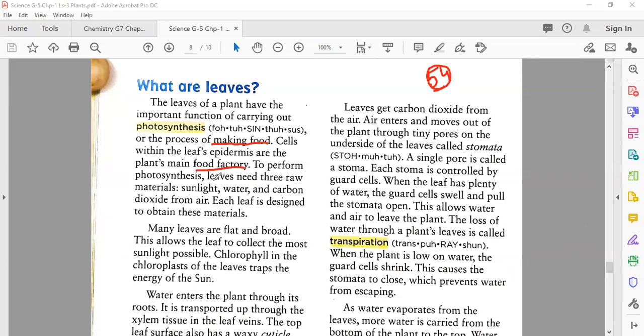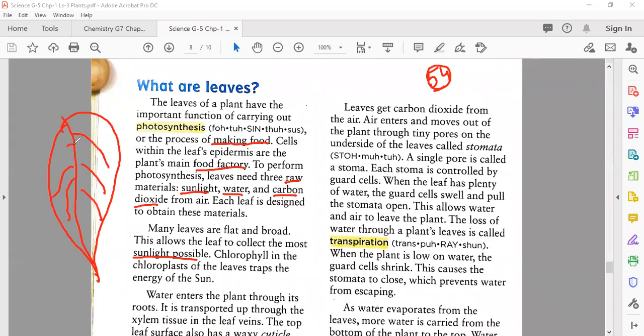To perform photosynthesis, leaves need 3 raw materials, you know very well: sunlight, water, and carbon dioxide from air. Each leaf is designed to obtain these materials. Many leaves are flat and broad. This allows the leaf to collect the most sunlight. For example, this is the structure of a leaf, designed specially to get more sunlight that falls on it.